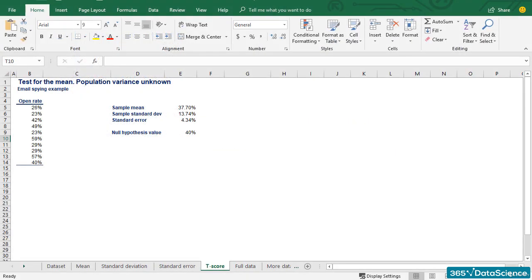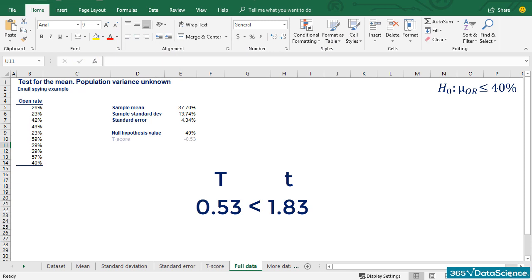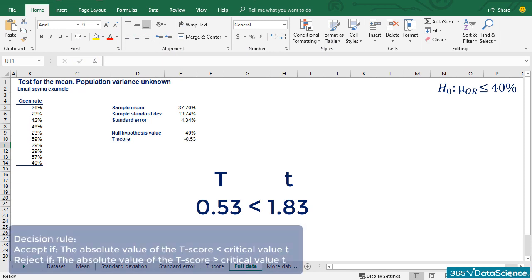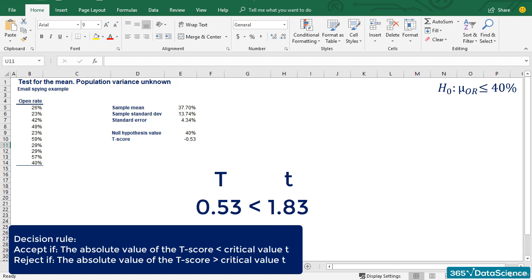Okay, 0.53 is lower than 1.83. Remember the decision rule? If the absolute value of the t-score is lower than the statistic from the table, we cannot reject the null hypothesis. Therefore, we must accept it. What you do next is, you go and tell your boss that at this level of significance, statistically, we cannot say that the email open rate of our competitors is higher than 40%.